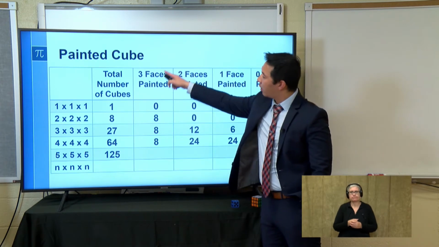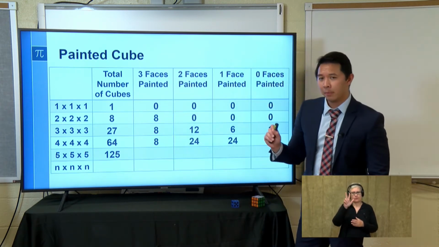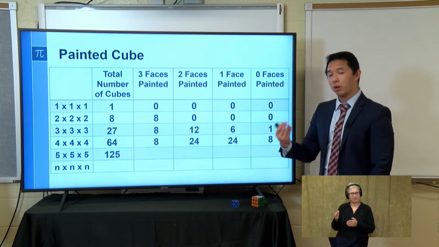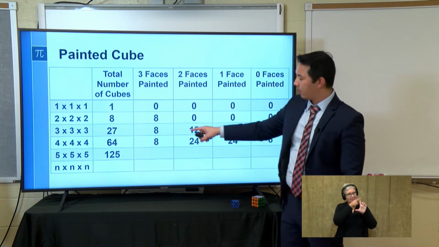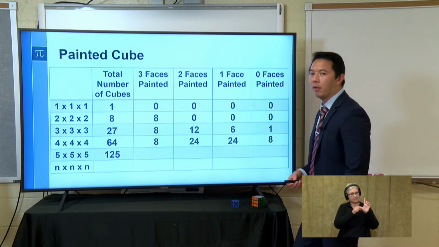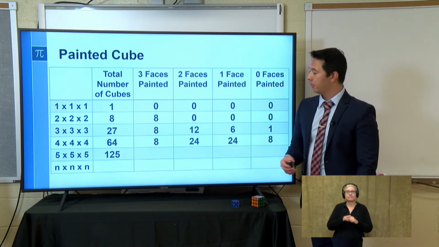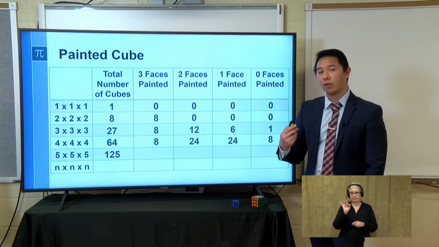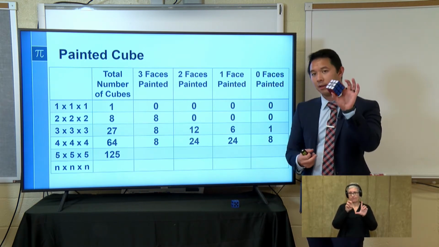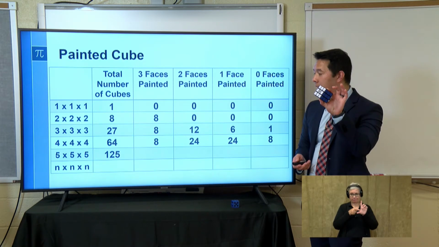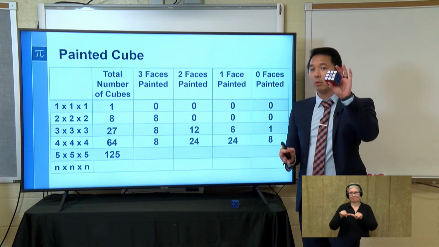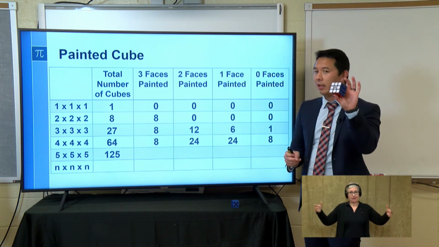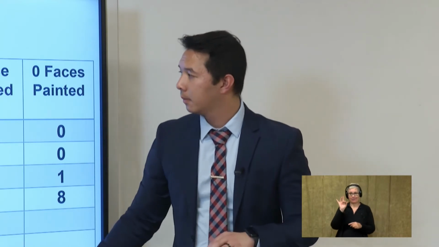If I'm looking for the pattern across the 3 faces painted, I want you again paying attention or recalling the location of where those were. And if you remember, in the 3 by 3 by 3 and the 4 by 4 by 4 cases, those 8 cubes were the corners or the vertices of the larger cube we were looking at. And that's pretty constant, which means if I made this cube larger, I still only have 8 vertices and still only have 8 cubes with 3 faces painted.